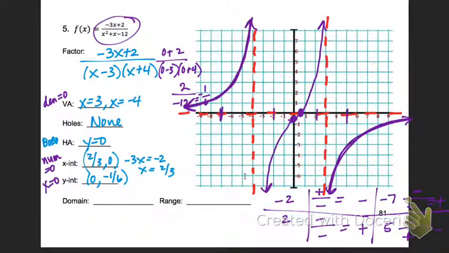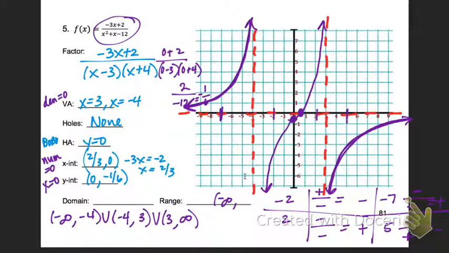Okay, last thing is domain and range. I've got no holes. So domain, I'm going to start at -infinity and I'm going to go to what? -4. Perfect. Then I'm going to start again at -4 and I'm going to go until 3, and then I'm going to start again at 3 and I'm going to go till positive infinity. Perfect. You did it.